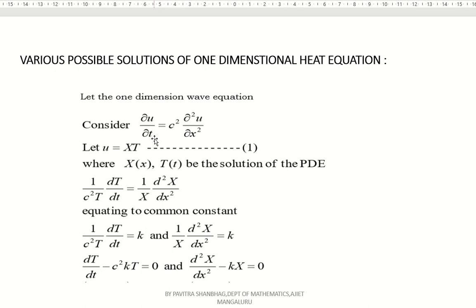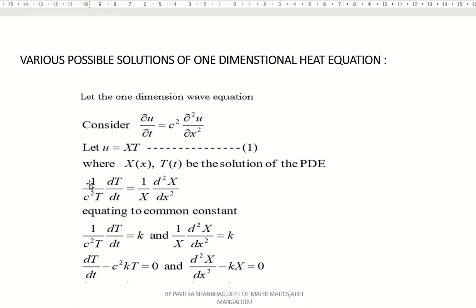What is constant with respect to t? Capital X, take it outside. The remaining term we have to write in the form of an ordinary derivative, that is X dT/dt. Okay. c² into again ∂²/∂x² of X T. Again with respect to x, T is constant, keep it outside: c² T d²X/dx². Now divide throughout by c² X T.